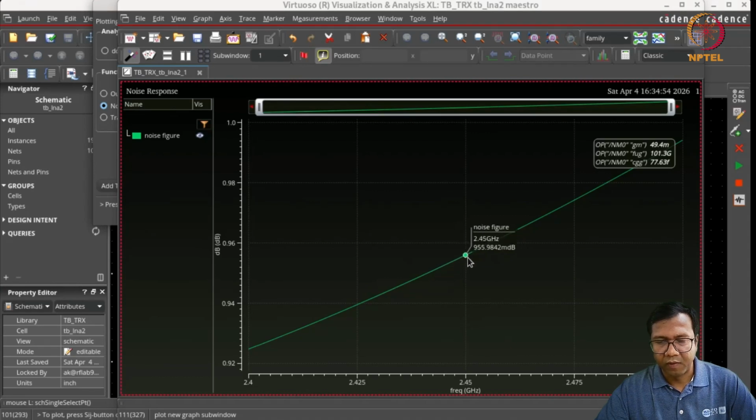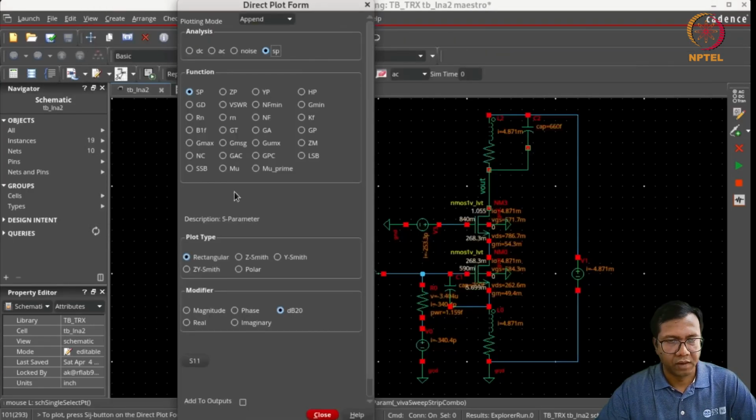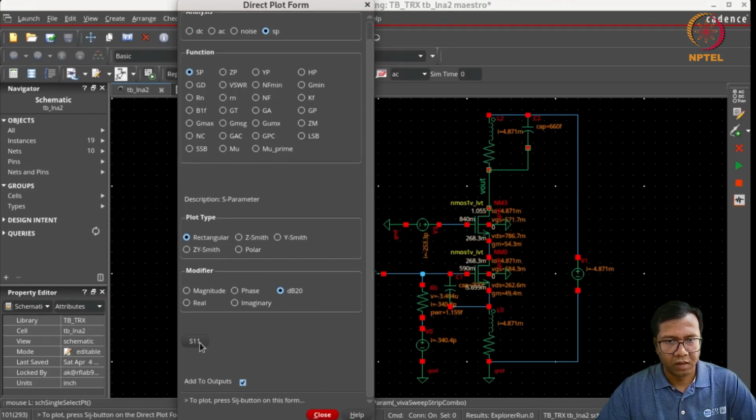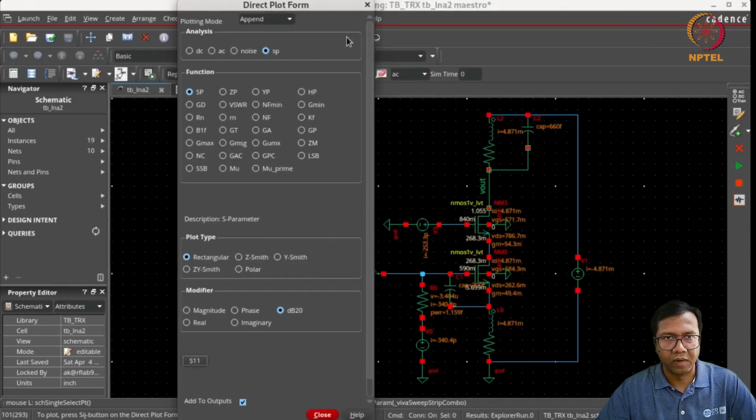And this is what we expect from an inductively degenerated common source LNA. Since the gm of our input element is pretty high, around 50 millisiemens, and at the same time, there is passive amplification at the input because of the Q of the input matching network, we are getting a very good noise figure. So let us add the noise figure, the input matching, and the gain as outputs of our simulation.